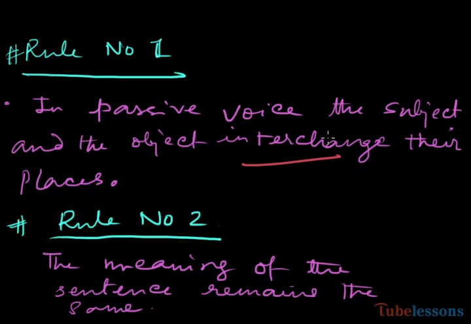Now, rule number 2 is, the meaning of the sentence remains the same. You cannot change the meaning of the sentence. Most of the times, when a student changes a sentence from active to passive, while bringing the object in the beginning, they tend to, maybe unintentionally, change the meaning of the sentence. So, you have to keep that in mind. The meaning of the sentence should remain the same.